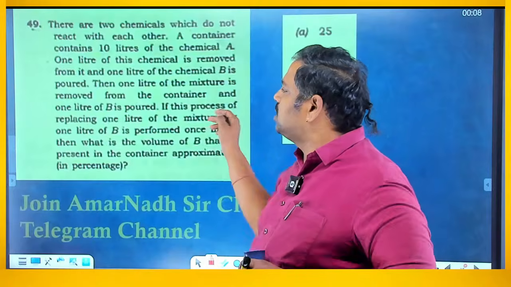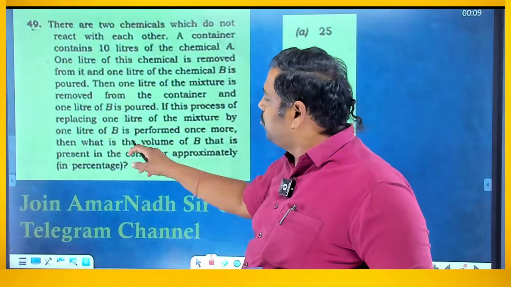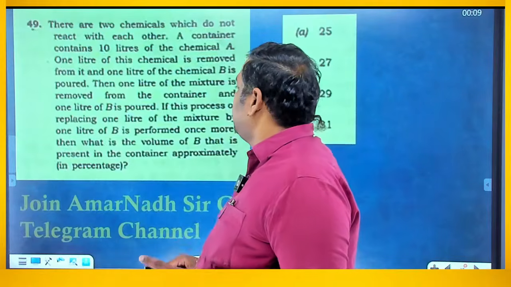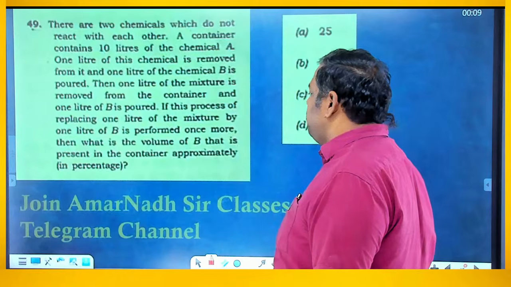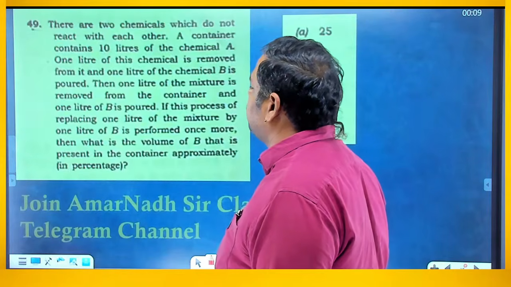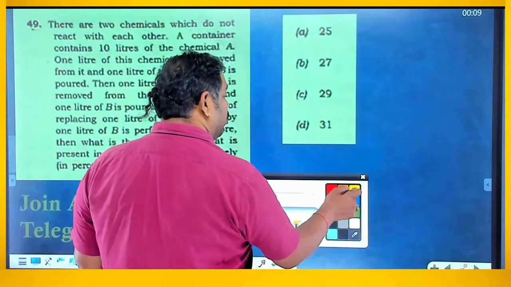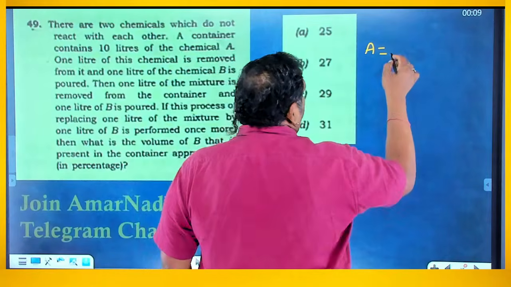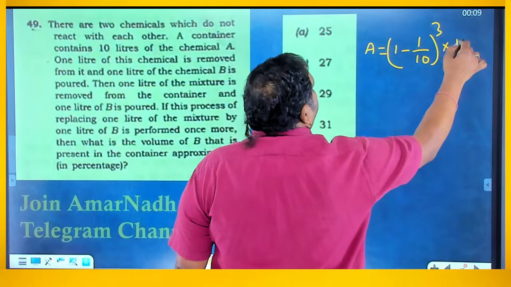If this process of replacing 1 liter of the mixture by 1 liter of B is performed once more, meaning the third time also we did, then what is the volume of B that is present in the container, approximately in percentage? In terms of percentage, he is asking. The rule is that since you are adding B, you have to solve the problem by using A. Finally, A is 1 minus removed by total, whole power number of iterations, into initial quantity of A, right?